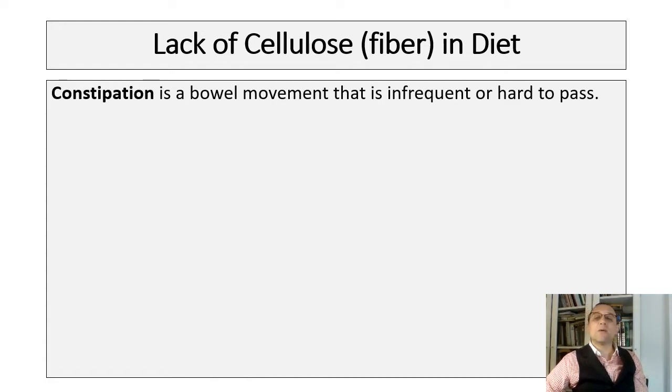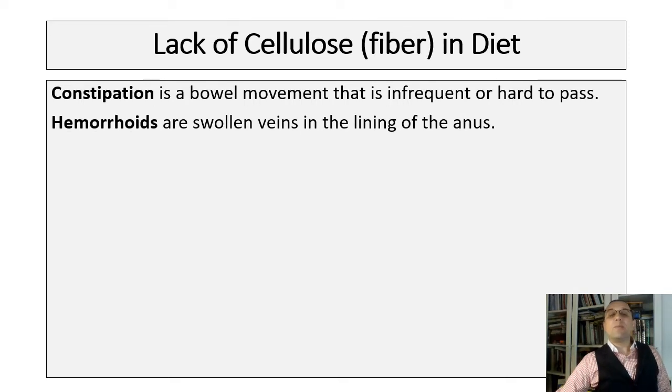Cellulose is a main substance in the walls of plant cells, helping plants to remain stiff and upright. Humans cannot digest cellulose, but it is important in the diet as a fiber. Fiber assists your digestive system, keeping food moving through the gut and pushing waste out of the body. If you have a low cellulose or low fiber diet, you more likely end up with constipation, which is a bowel movement that is infrequent or hard to pass. If a person having constipation still has a low fiber diet, that person is more likely to develop hemorrhoids. Hemorrhoids are swollen veins in the lining of the anus.